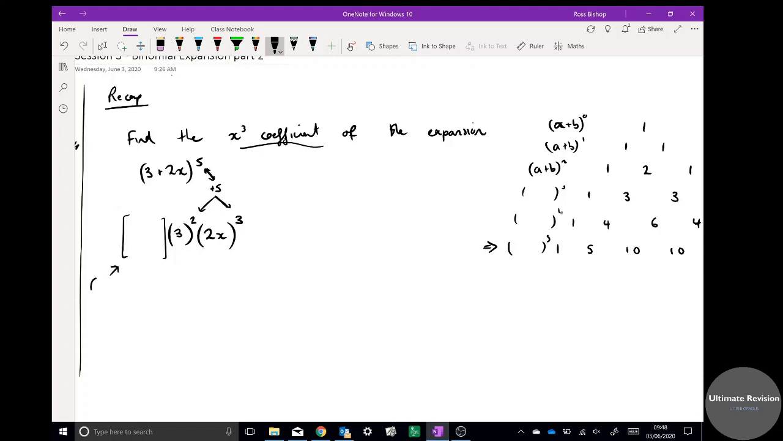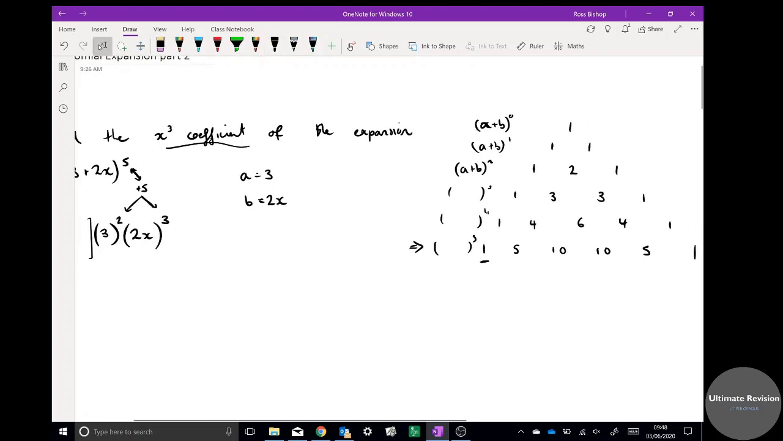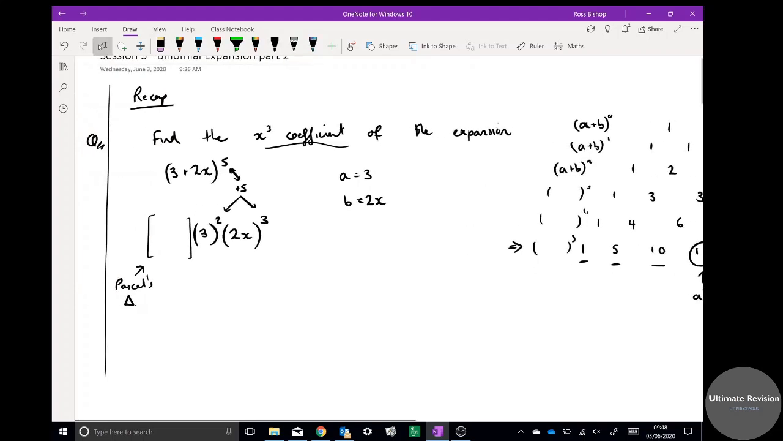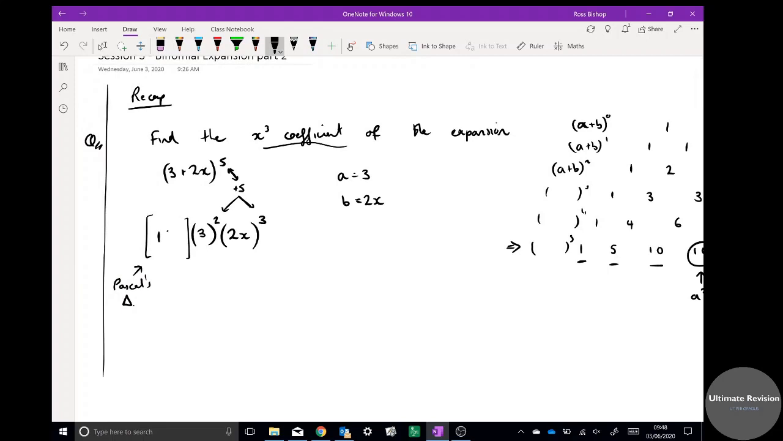Now I need to get the coefficient in there, which comes from Pascal's triangle over on the right hand side. Remember a is equal to 3, b is equal to 2x. So that was the 1 over here, that's a to the power of 5, a to the power of 4, a to the power of 3, a to the power of 2. The a to the power of 2 term will have a 10 in front. So I'm going to put a 10 there, and that's where that term comes from.